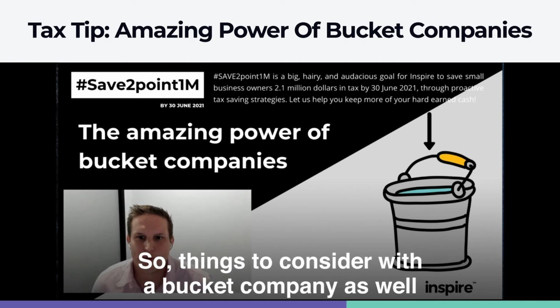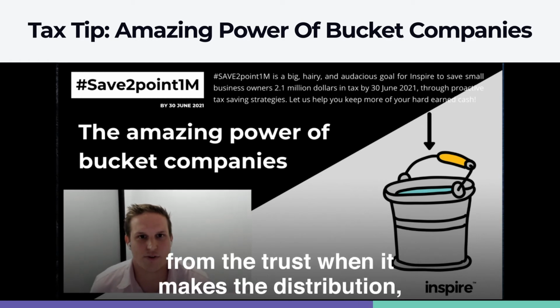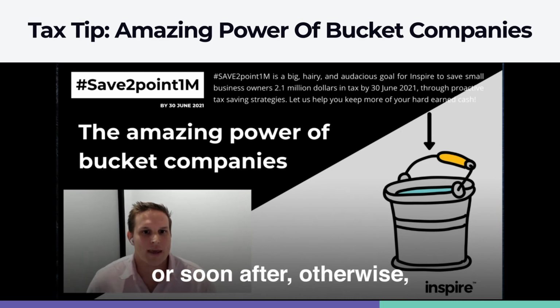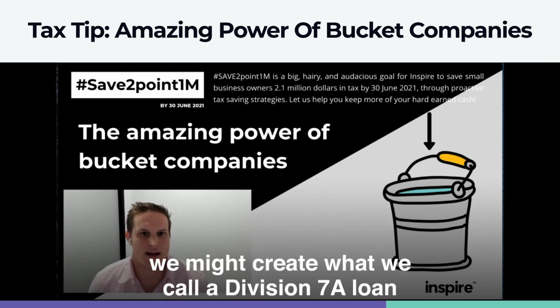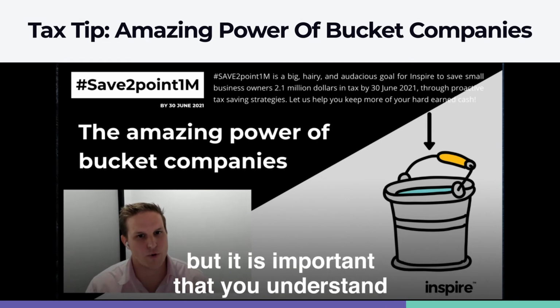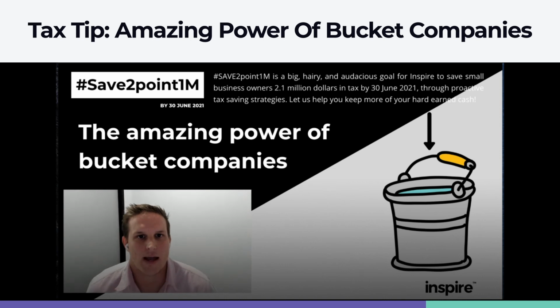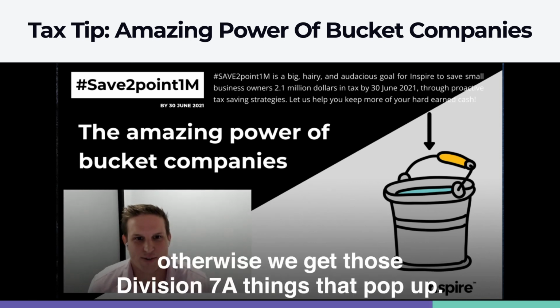So, things to consider with a bucket company is the cash actually has to move into the bucket company from the trust when it makes the distribution, or soon after. Otherwise, we might create what we call a Division 7A loan, which I'm not going to go into too much detail on, but it is important that you understand that the cash actually has to move into that bucket company, ideally anyway. Otherwise, we get those Division 7A issues that pop up.